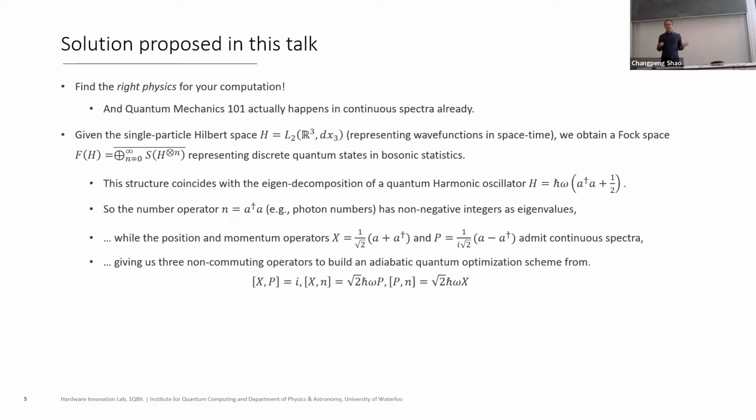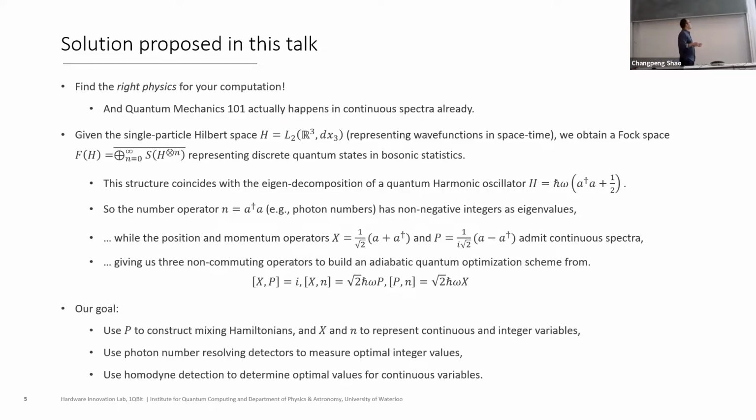And that's all the stuff you need to be able to build an adiabatic scheme, right? So what we want to do is start with a position operator and build a mixing Hamiltonian out of it. And because I want to do mixed integer programming, where I want to represent both continuous numbers and discrete integer numbers, I'll start with a mixing in momentum, and then I'll use the position operator and the number operator to represent the Hamiltonian that I want to find the ground state for.